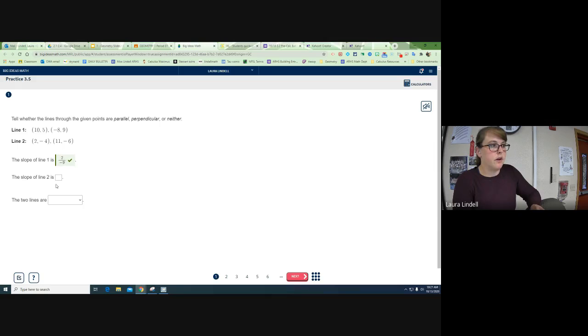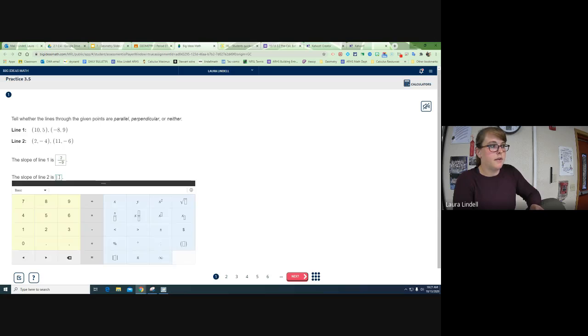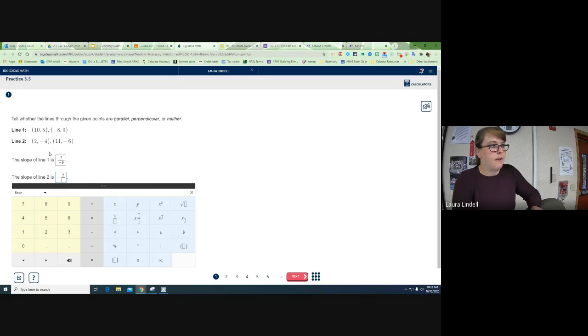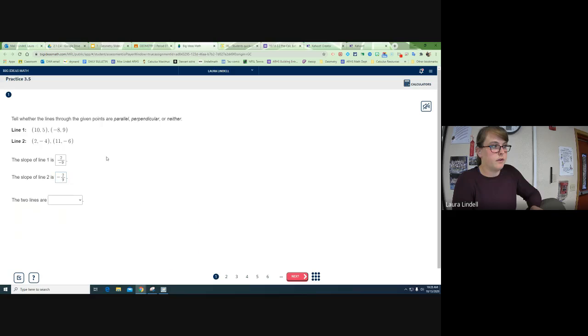And we can check ourselves along the way, make sure we've got the right fraction going. Then the second one, y minus y, we have -6 minus -4. So that's like -6 plus 4 on the top, which is -2. Then on the bottom, we have 11 minus 2, which is 9. And okay, we've got the same slope going for each of these. If the slopes are the same, they are parallel. So that's what we would pick there.